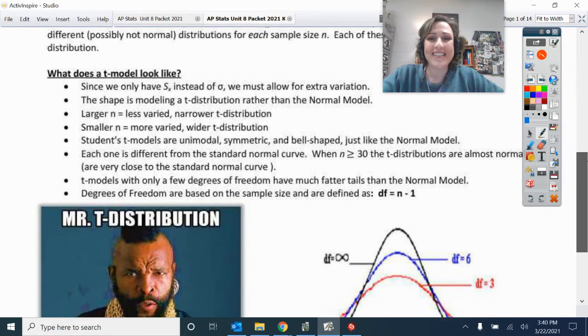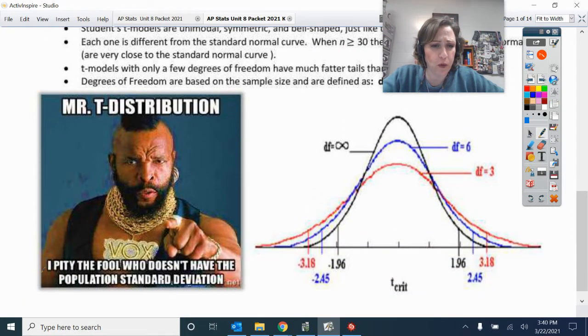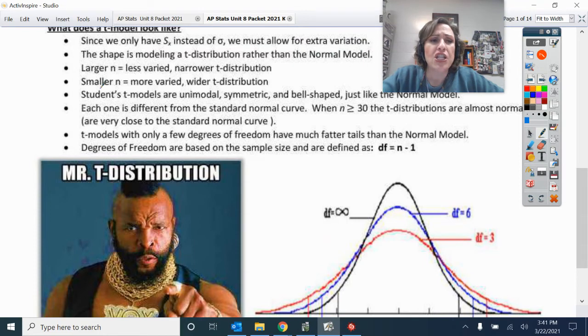Okay. So let's take a look at some qualities of these T distributions. Since we only have the sample standard deviation instead of the population, we must allow for the extra variation, the shape modeling the T distribution rather than the normal model. See, look at this Mr. T. I pity the fool who doesn't have the population standard deviation, because you're going to have to deal with Mr. T, the T distribution. If you do not have the population standard deviation, you're going to have to deal with Mr. T, the T distribution. So a larger n, we know, is of course less varied.